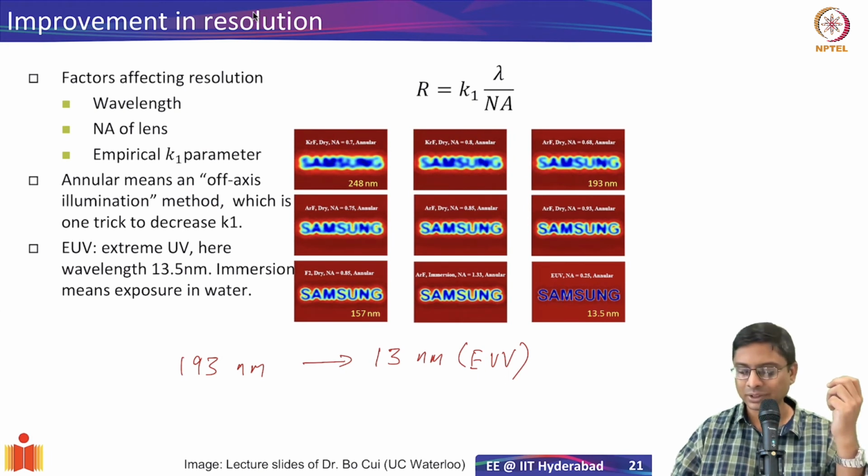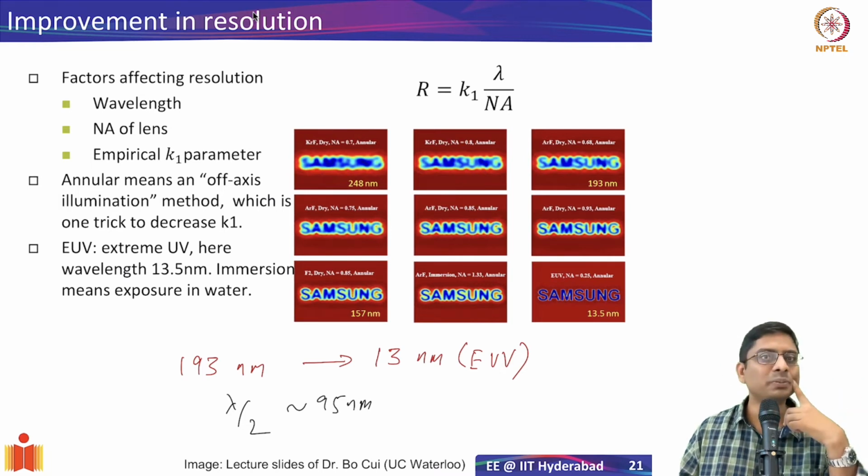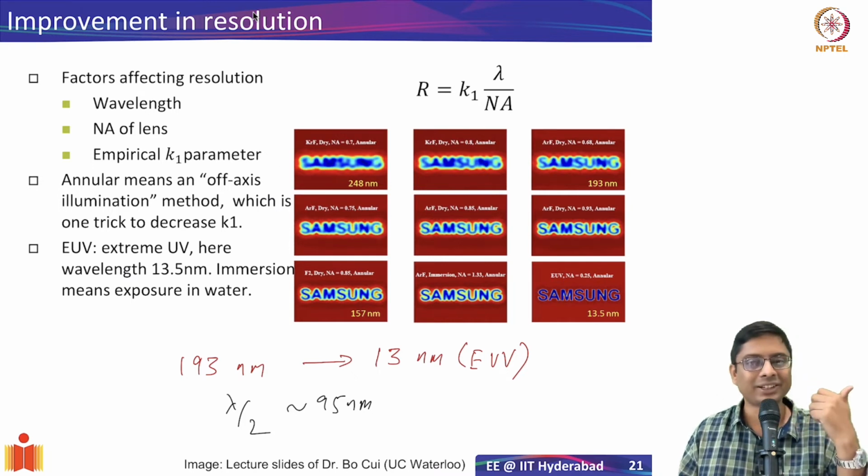The diffraction limit is going to be simply lambda by 2, right? So roughly about 95 nanometers. These are the smallest features we should be able to print. How are we going to 10 nanometers? That is really where some of the magic that happens in the semiconductor industry can be seen. So I'll give you a couple of examples to highlight how photonics is helpful.